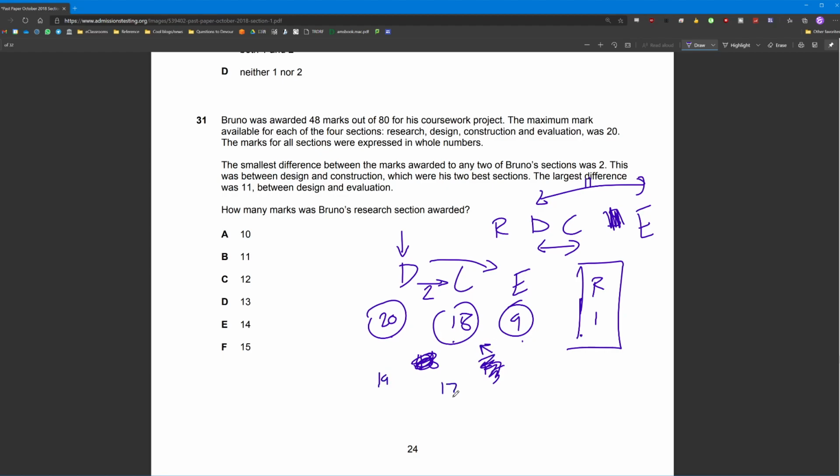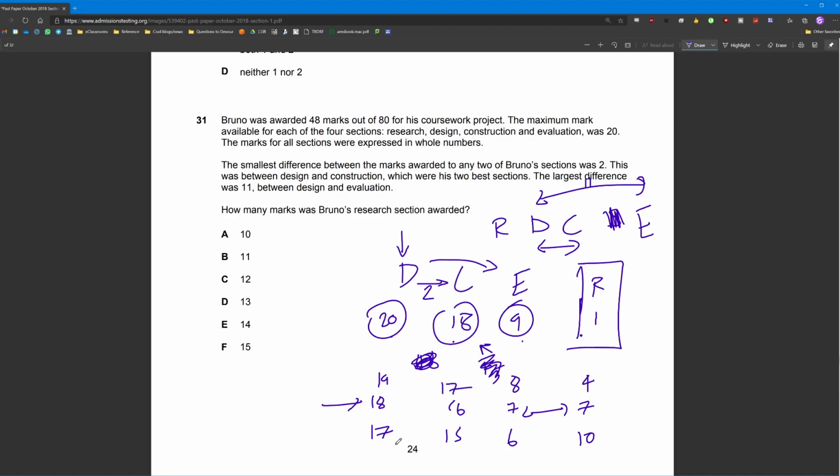So first we have 19, 17, and 8, where research goes to 4, 18, 16, and 7, where research goes to 7. And this could be valid because R is within the range, but however, it means that the difference between these 2 is 0, which is not allowed. So finally we get 17, 15, and 6, where research was 10 marks. So, knowing that research was 10 marks, all of these add up to 48.